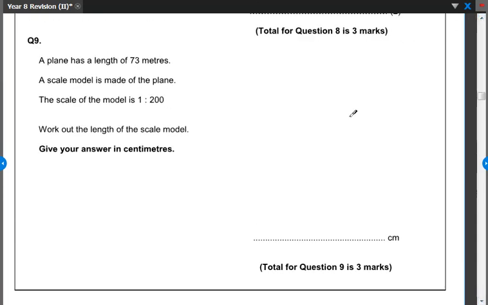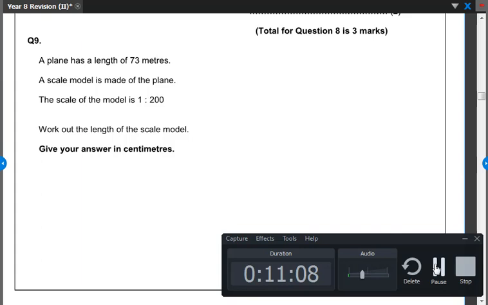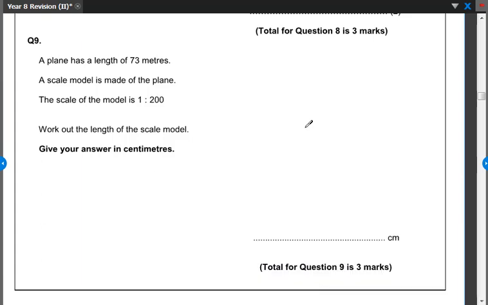A plane has a length of 73 meters. A scale model of 1 to 200 is made. Work out the length of the scale model. Okay. So how can we do that, is the question. There's a couple of ways you can do this. What I would do, I'd convert the meters into centimeters first. They want the answer in centimeters. So 73 meters equals 7,300 centimeters.